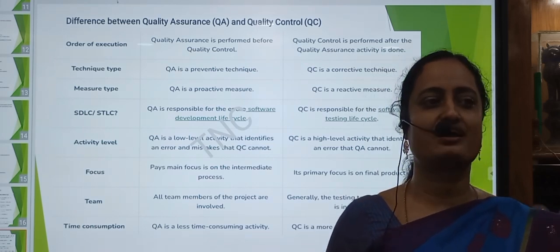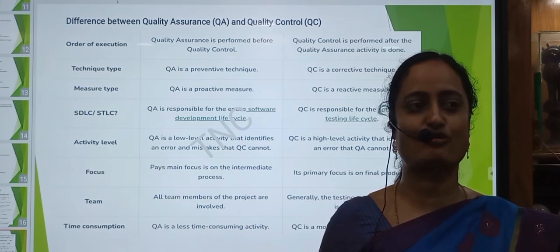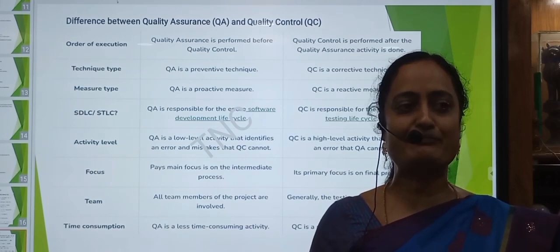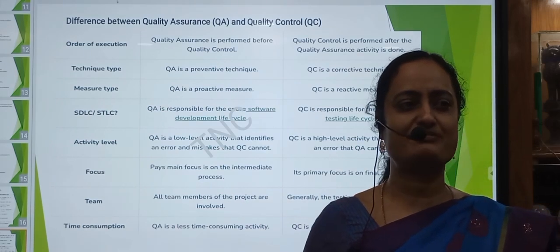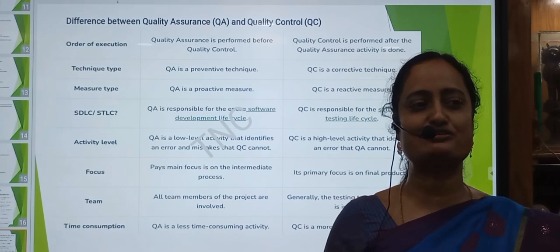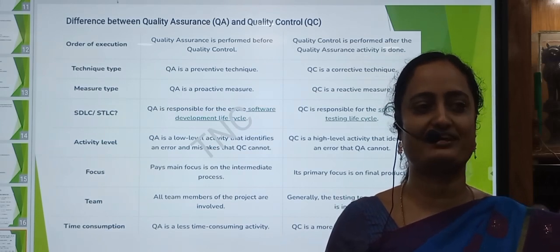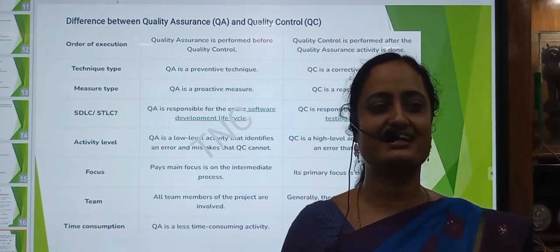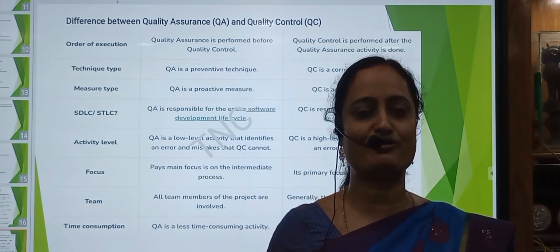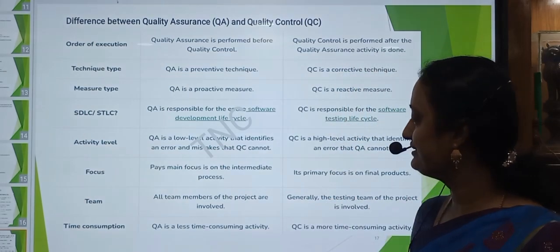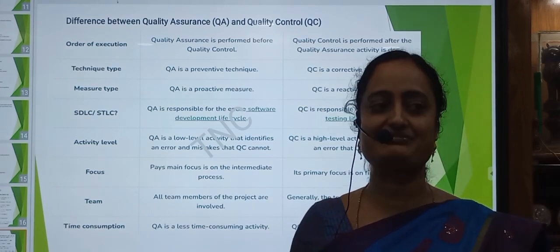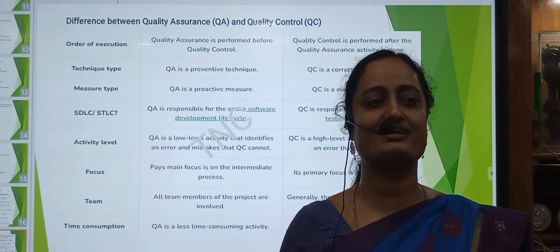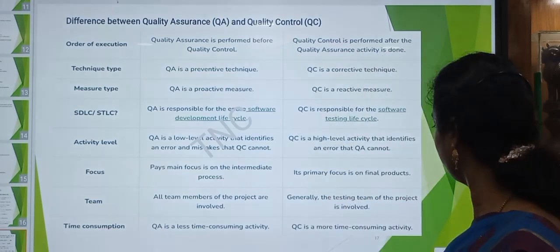The main focus on the intermediate process is called QA. The primary focus on the final product is called QC. All the team members of the project are involved in QA. In QC, generally the testing team alone is involved. In terms of time consumption, QA is a less time-consuming activity, and QC is a more time-consuming activity.